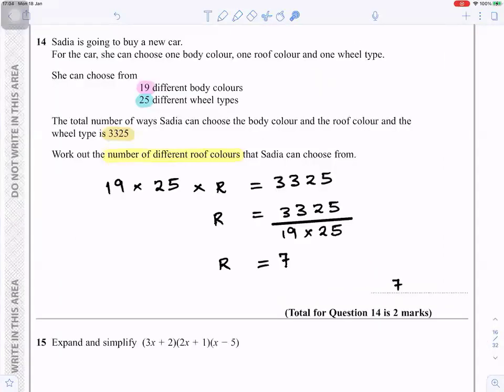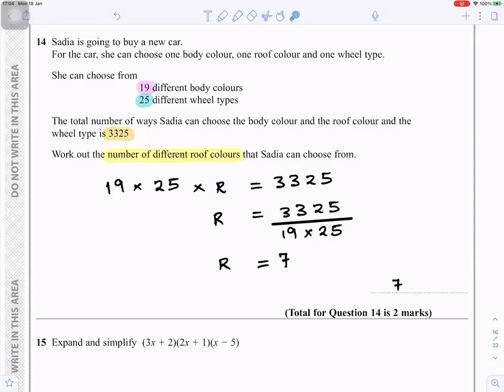Question 14. Sadia is going to buy a new car. For the car, she can choose one body color, one roof color, and one wheel color. She can choose from 19 different body colors, 25 different wheel colors. The total number of ways Sadia can choose the body color and the roof color and the wheel type is 3,325. Work out the number of different roof colors that Sadia can choose from.